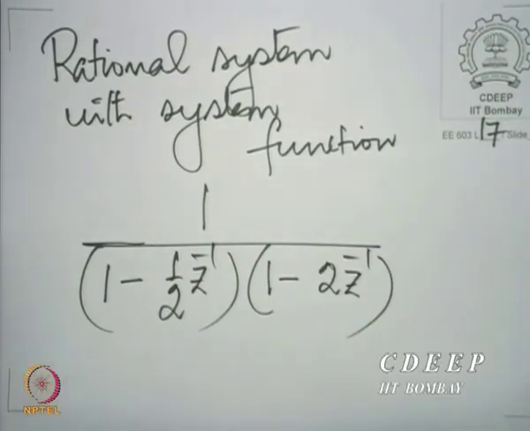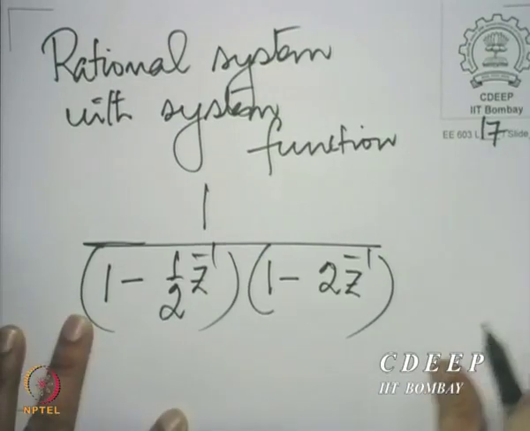Now, please note, the moment I write this, you should immediately ask me what is the region of convergence. I told you, we often forget that a rational system must be characterized by both an expression and a region of convergence. So, here I have three possible regions of convergence. Let us look at each of them in turn.